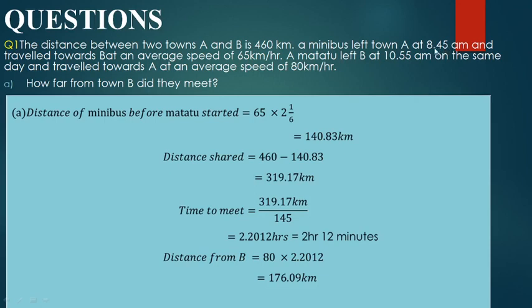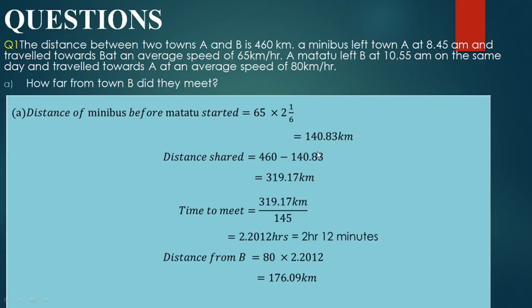So a minibus, the difference in hours is 10:55 minus 8:45. You find it is 2 and 1/6 hours. That is 2 hours and 10 minutes. So 2 hours and 10 minutes, we multiply by its speed, which was 65 kilometers per hour. 65 times 2 and 1/6, we find that it had moved 140.83 kilometers before the matatu started.